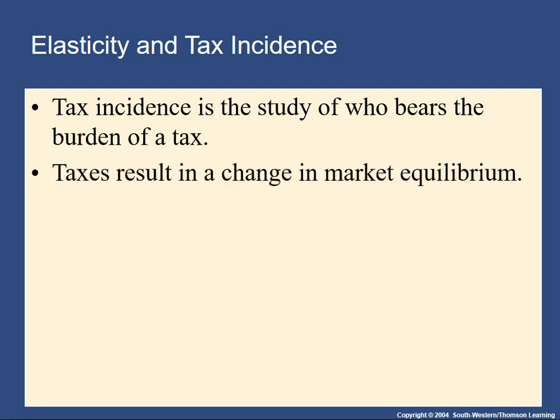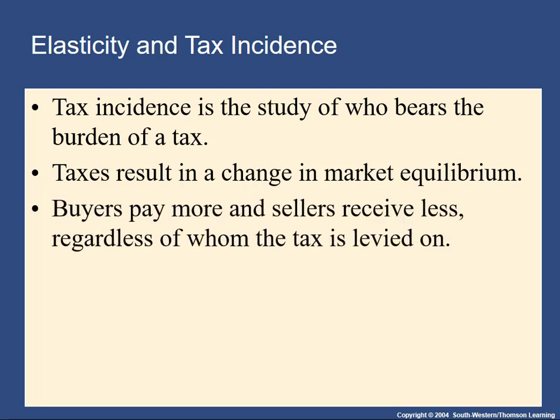So taxes result in a change in the market equilibrium. Buyers are going to have to pay more and sellers are going to receive less than they would without the tax. So without the tax, you can think of it, every dollar that the buyer is paying for the good is going directly into the pocket of the seller. But if there's a tax, some of the amount that the buyer is paying that actually leaves the buyer's pocket doesn't make it to the seller's pocket. Some of that goes away in the form of tax.